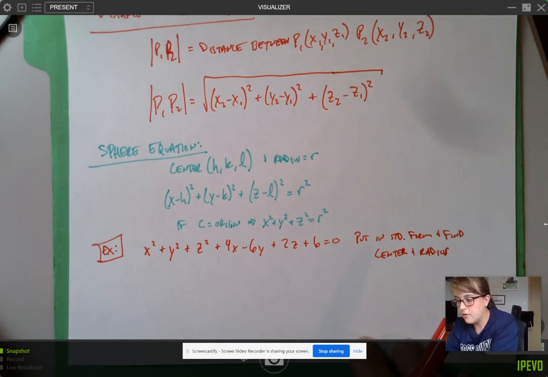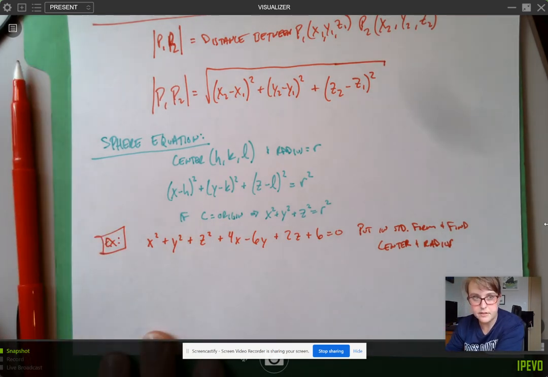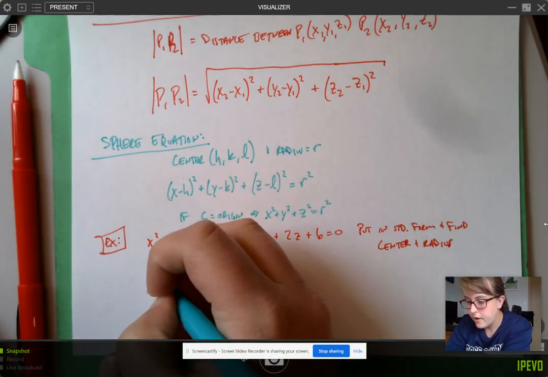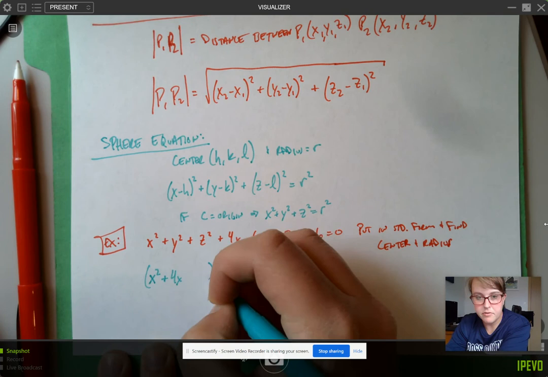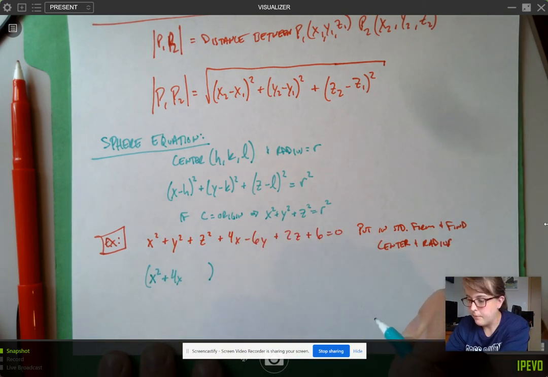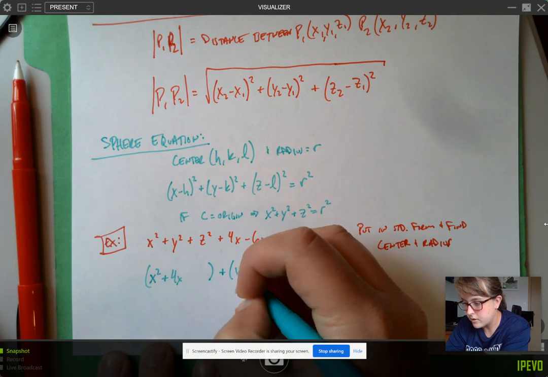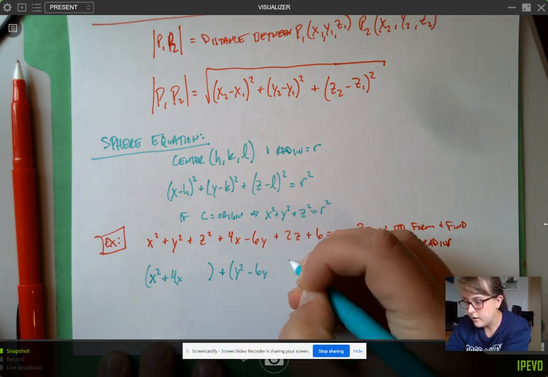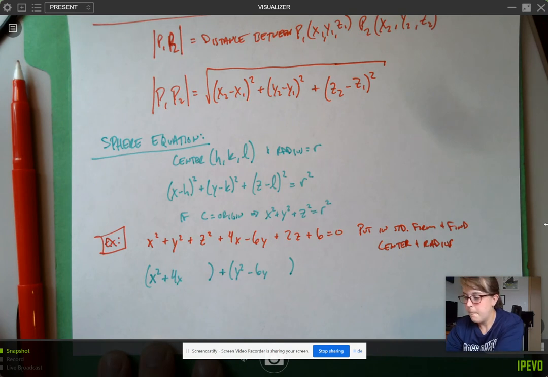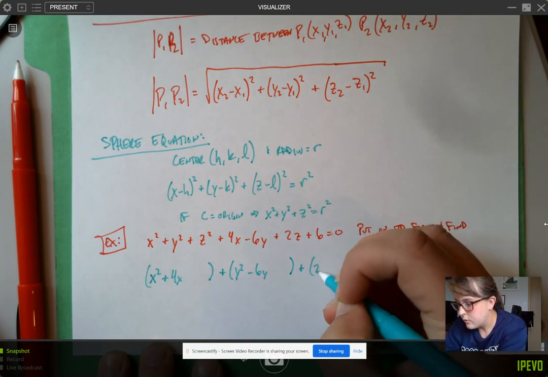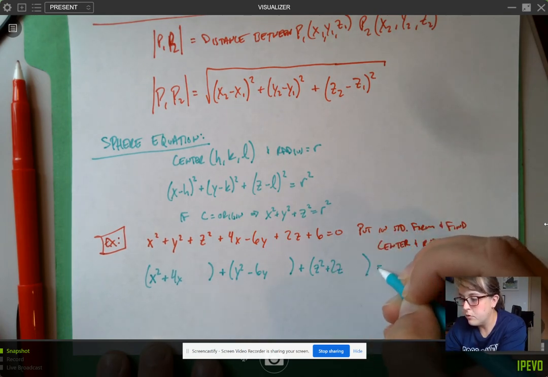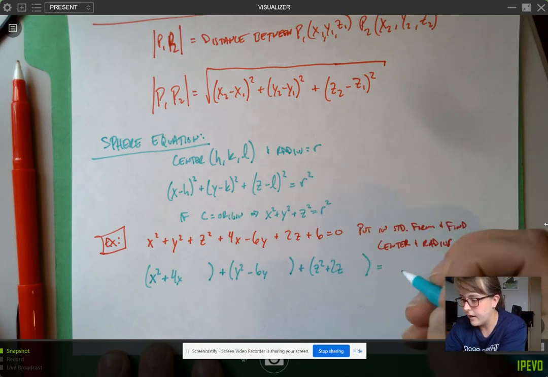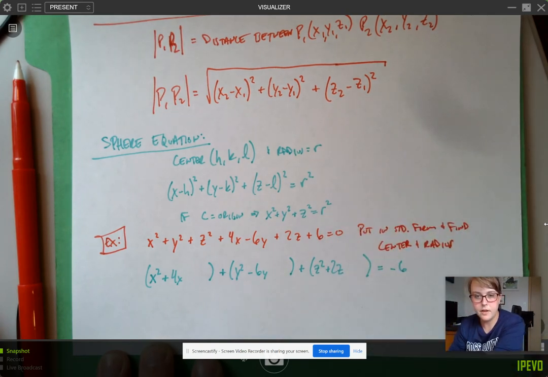So what I would do for these is bring the things with x in them together. So we're going to have some rearranging here, x squared plus 4x, and I'm going to put it in parentheses and leave a bit of space. And then I'm going to do the same thing with the y's. So I'm going to have y squared minus 6y, leave a little space. And then z squared plus 2z, leave a bit of space. And then I'm going to move this plus 6 over to the other side and have that be negative 6. And now we're just completing the square on all of these.